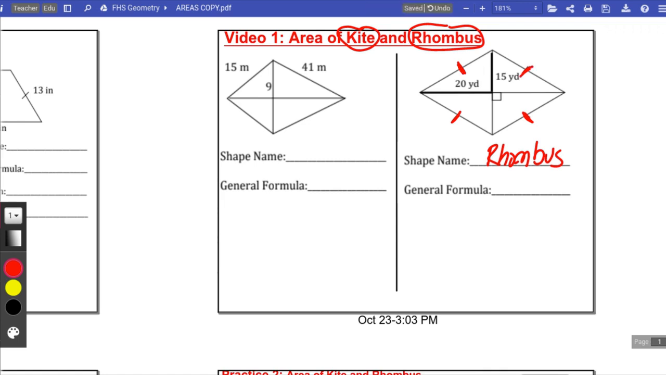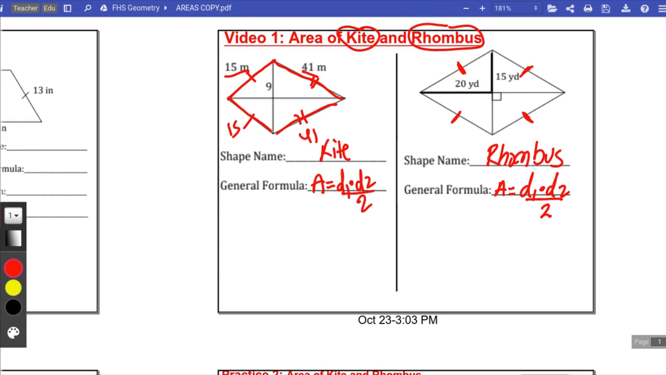All right, the general formula for that, which is also the same formula as the kite: if I look at the left side, the formula says d1 times d2 divided by 2. If you look at the left picture here, this would be a kite because clearly this side is congruent to this side. If that's 15, that's also 15. And then this side is congruent to this side, 41, because that's 41, that's 41. So this is a kite. And rhombus and kite have the same formula to find the area.